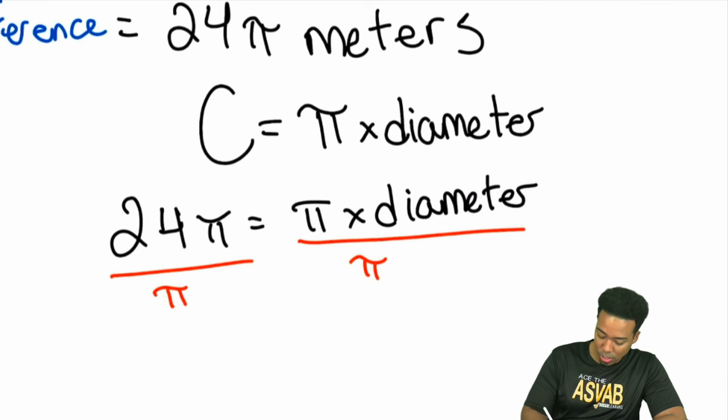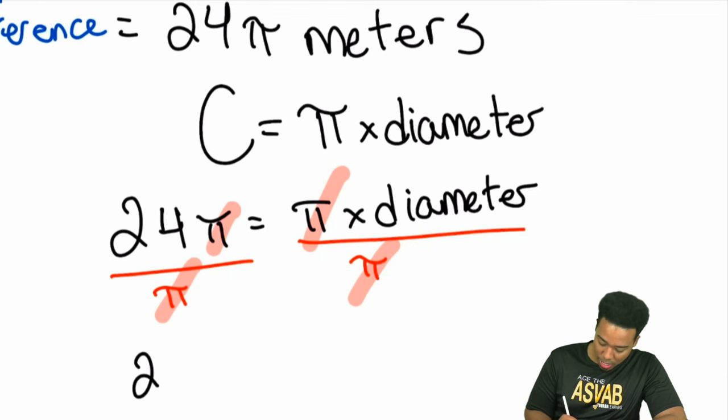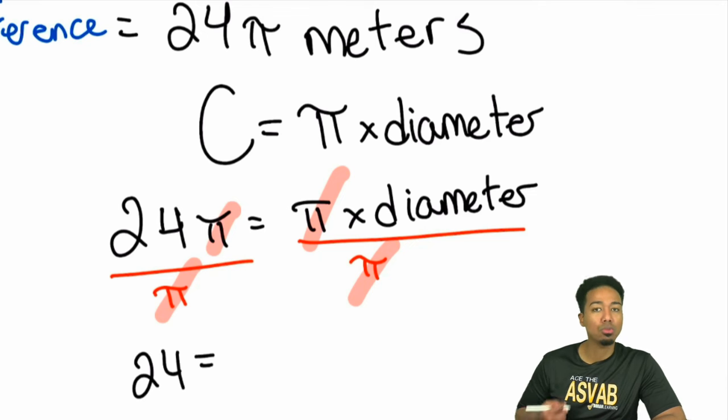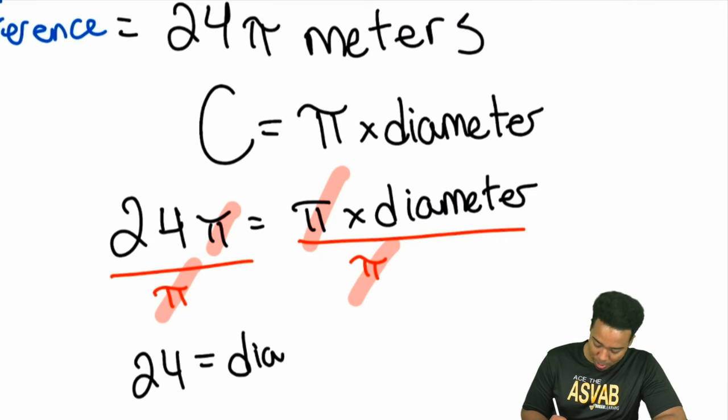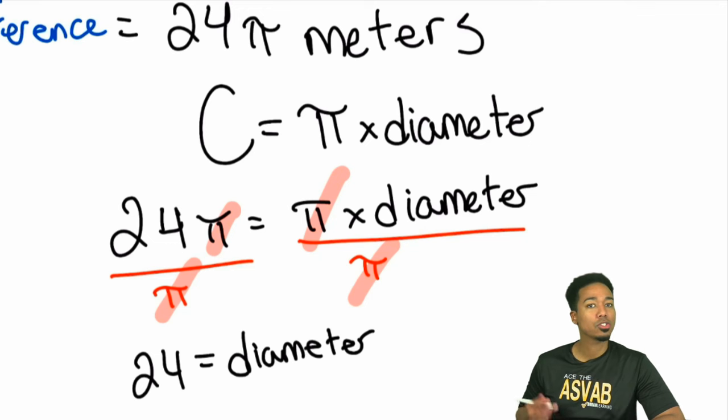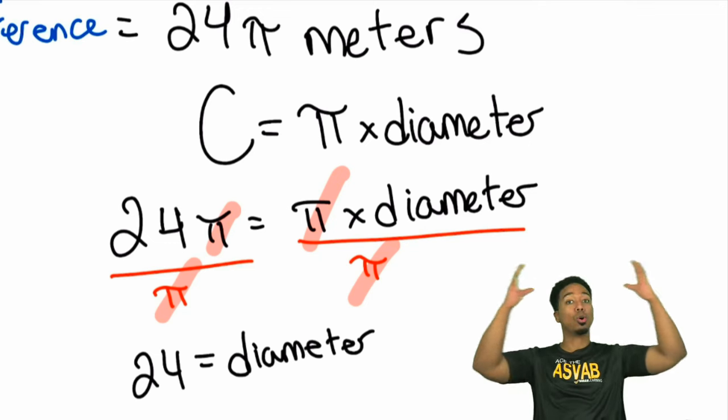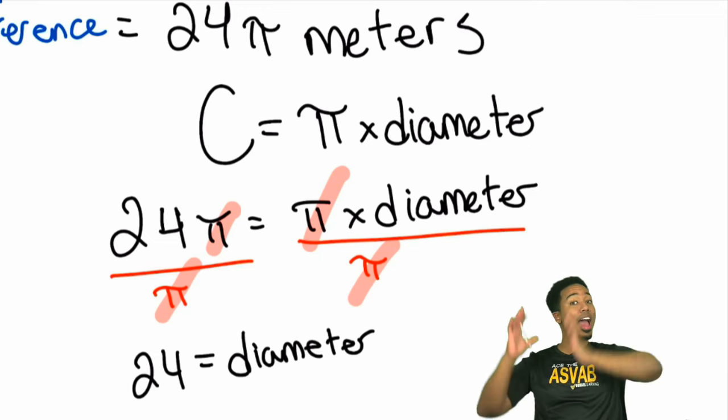If we do that, that just cancels out. But what you get is 24 is your answer. But remember that you used the diameter version of the formula. So 24 is the diameter. That's not your answer. We want the radius. And so remember that the diameter is the whole thing. The radius is half of that.